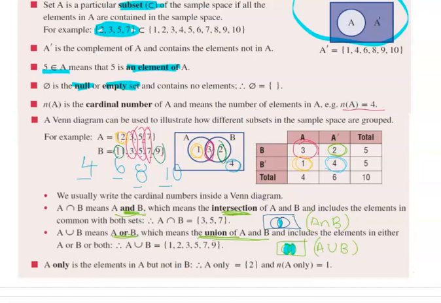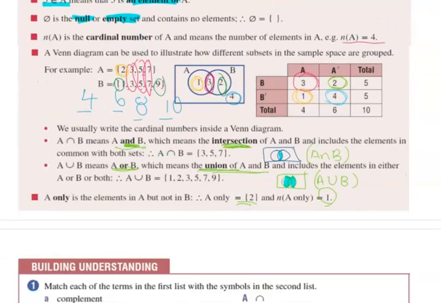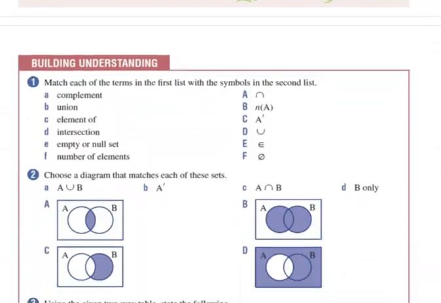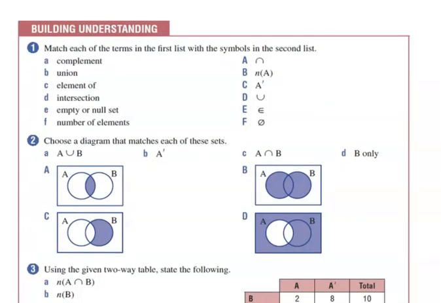A only is the elements in A, but not in B. So the elements in A, but not in B is just the number 2. So there is only one of those. Looking at these examples on the next page, they match each of the terms in the first list with the symbols in the second list.